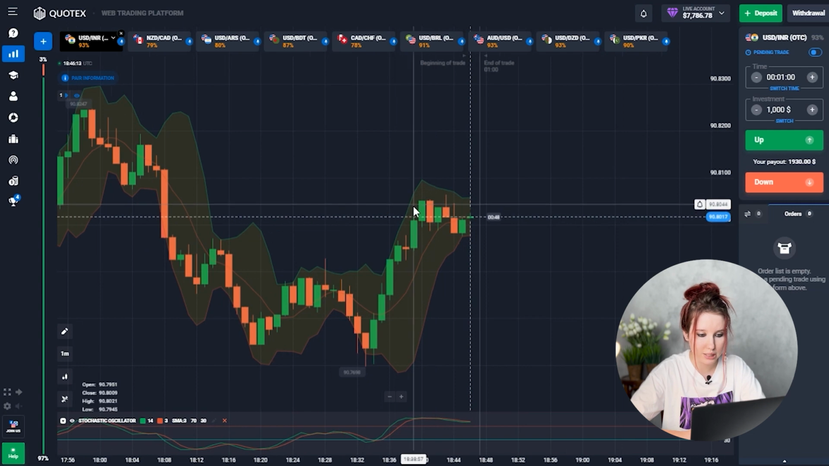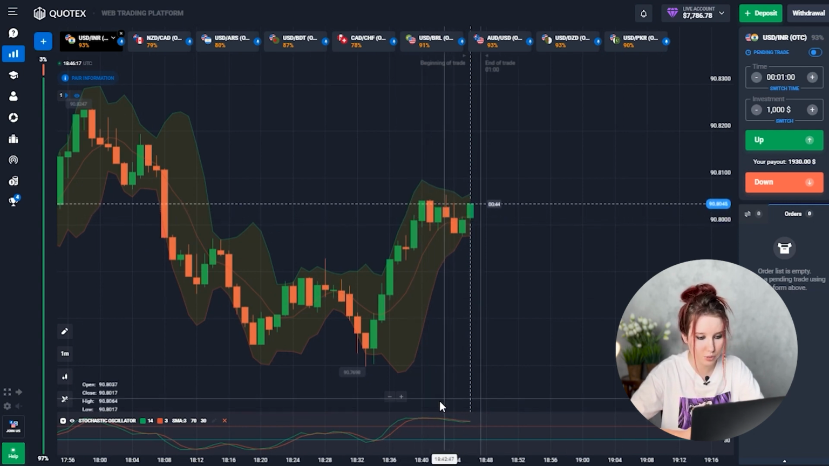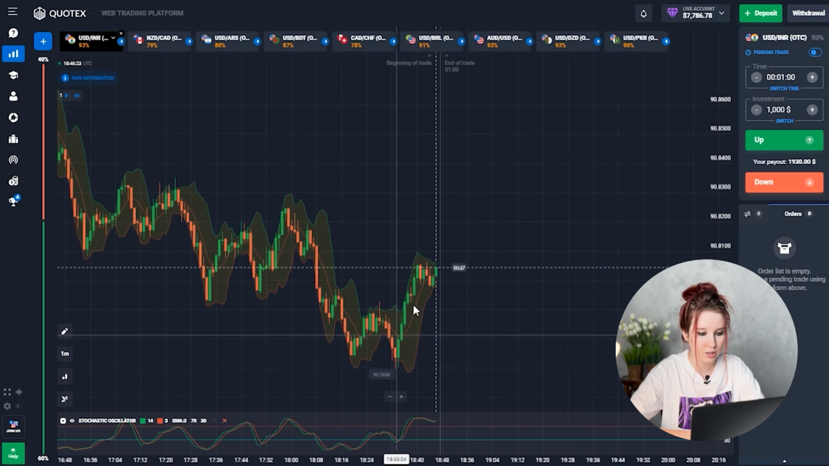Also, look at the stochastic oscillator. It has been at an overbought level for quite some time. So price just needs to correct after this upward move. It was just no symmetric point.